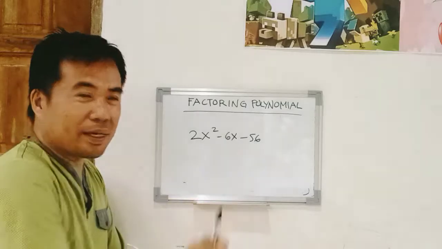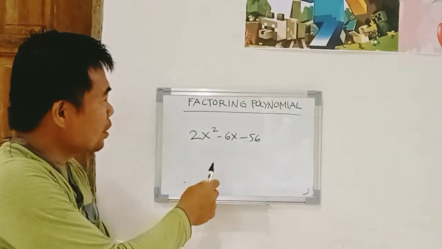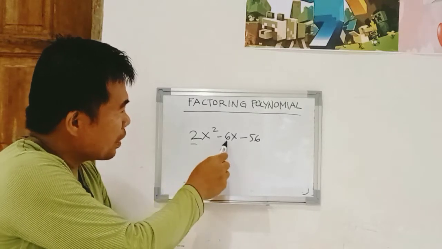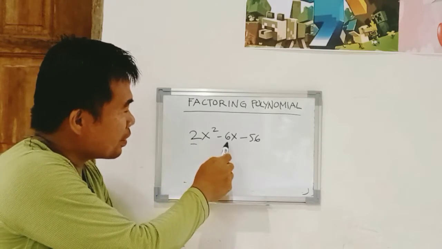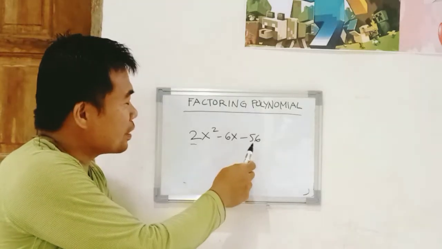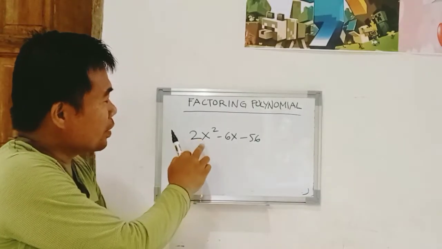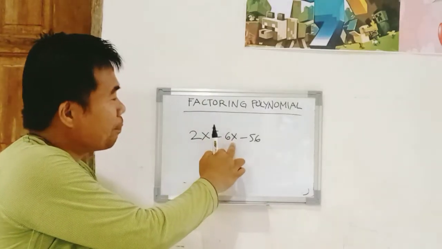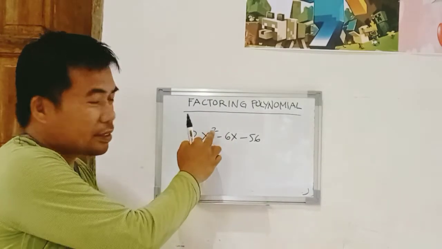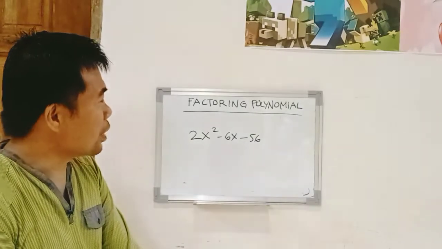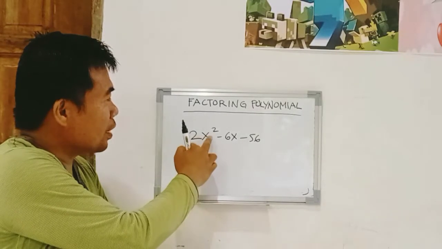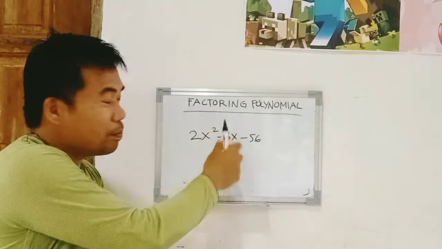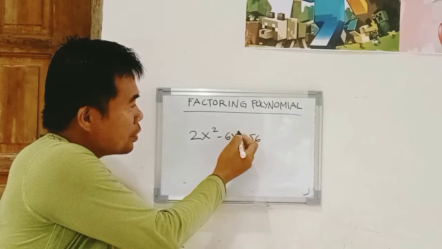So each term has a coefficient. So the coefficients of this polynomial are 2, negative 6, and negative 56. You can also notice that there are variables. So x here and x here. So each variable has different powers or exponents. So the first term has a power of 2, and the next term has a power of 1. So there is 1 here.